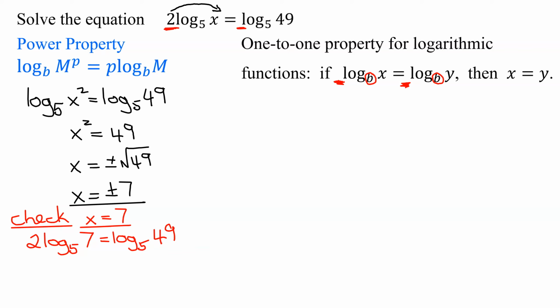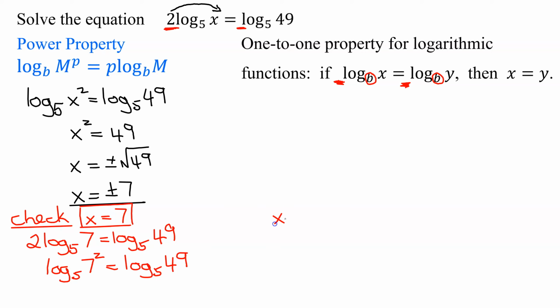And since this is a fairly simple equation, I can finish the check. Remember, the 2 goes up and becomes an exponent. So I have log to the base 5 of 7 squared equals log to the base 5 of 49. Well, 7 squared is 49, so this is a true statement. So I know x equals 7 is a good solution.